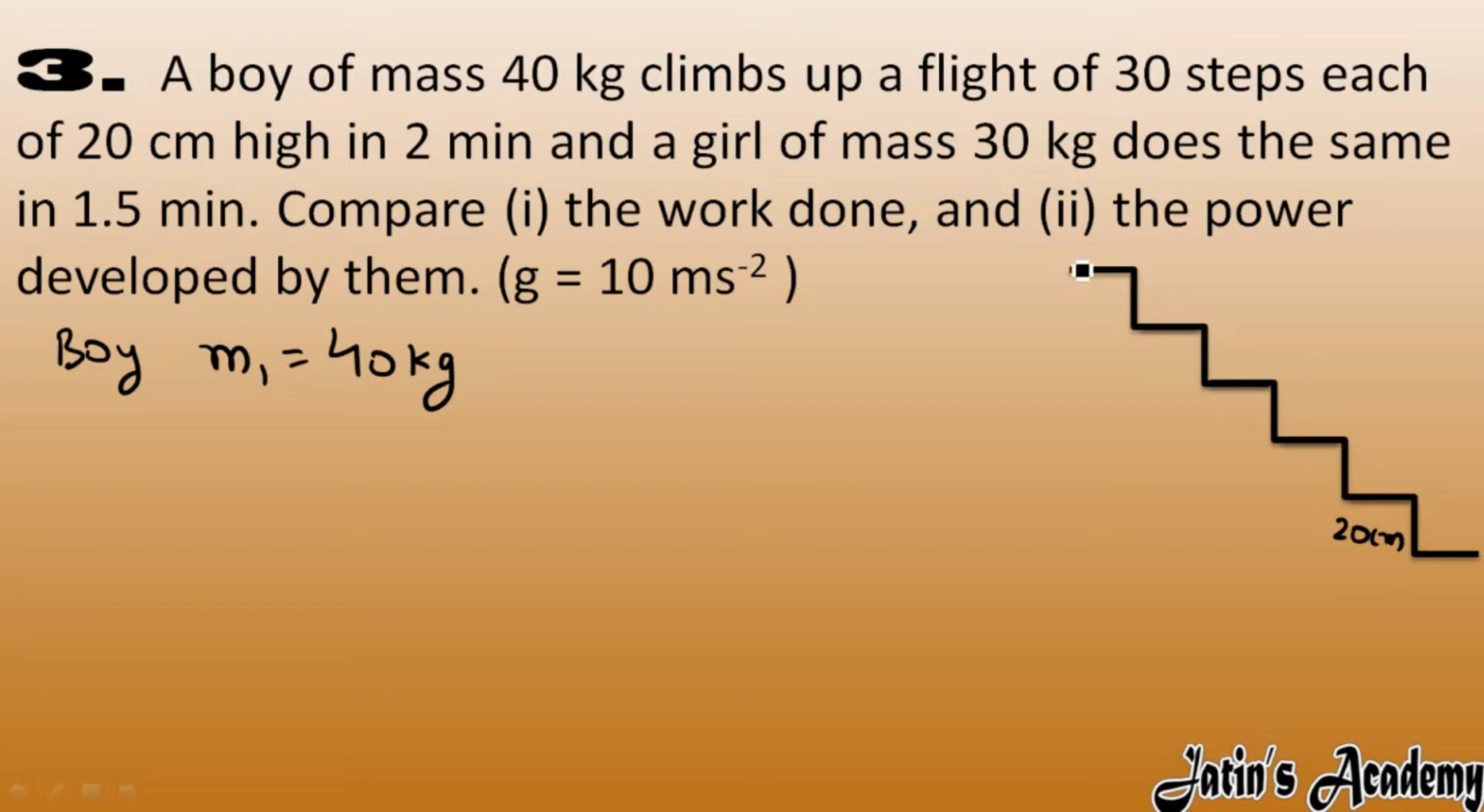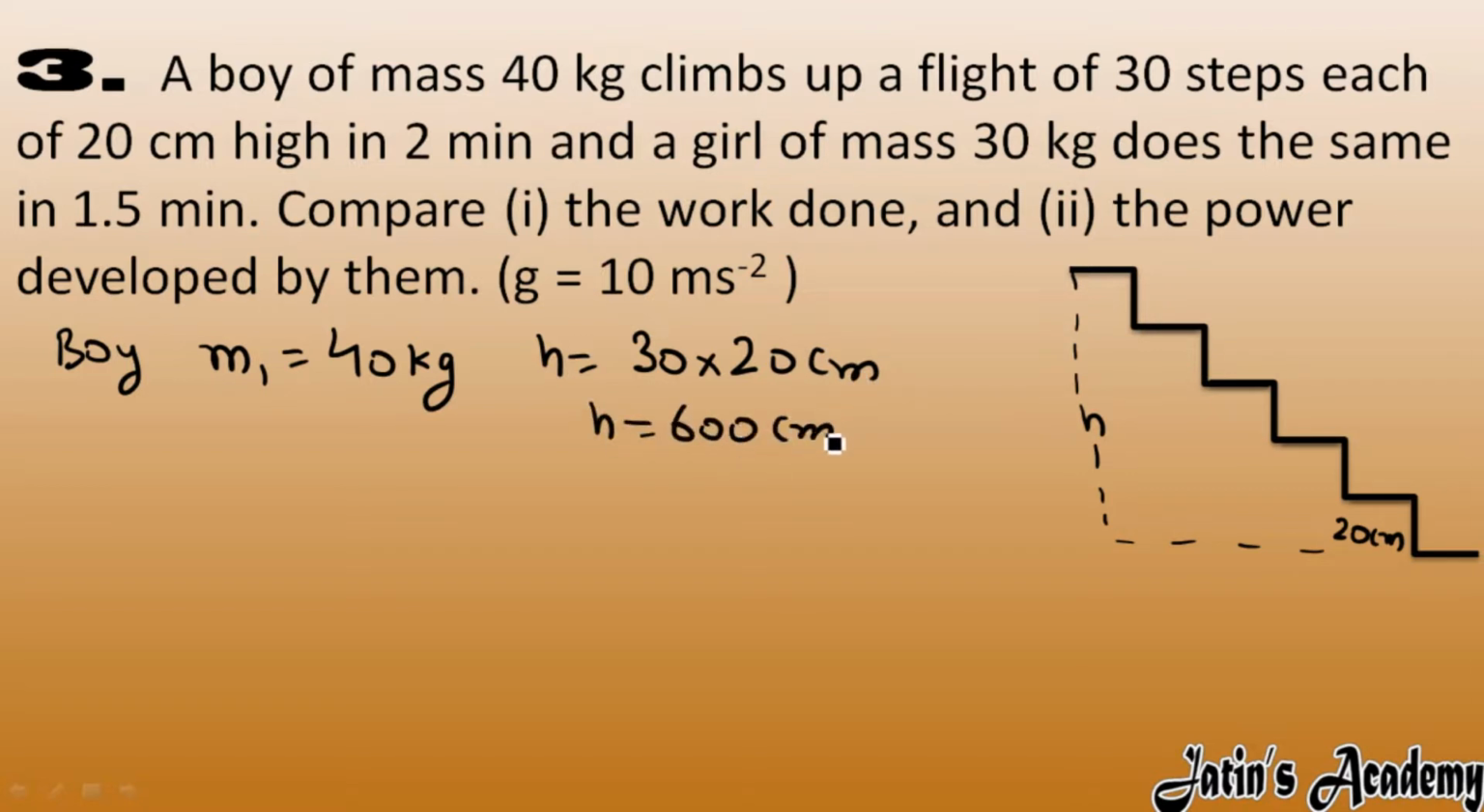Now we have to calculate the total height. How will we calculate the total height? Just carefully see, each step is 20 centimeter and in total we have 30 steps. So h comes out as 600 centimeter, but in SI unit we have to convert this. So h is 600 by 100, which gives 6 meter. So the total height gained by the boy is 6 meter.